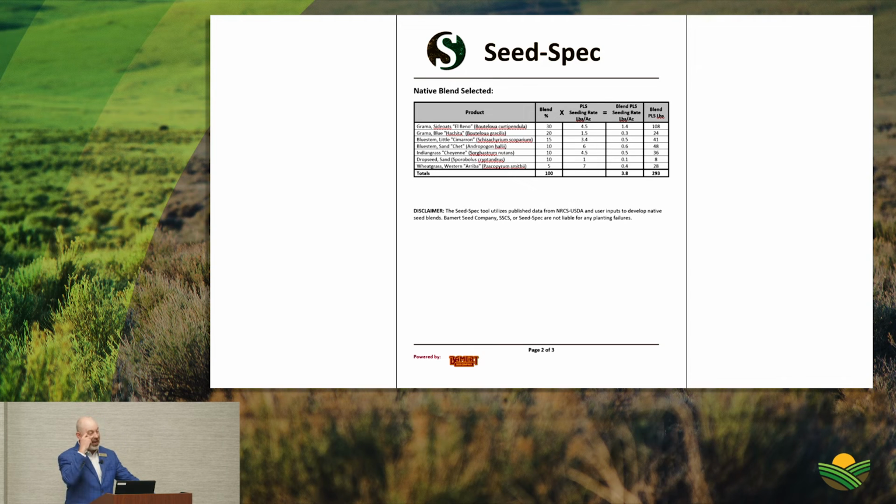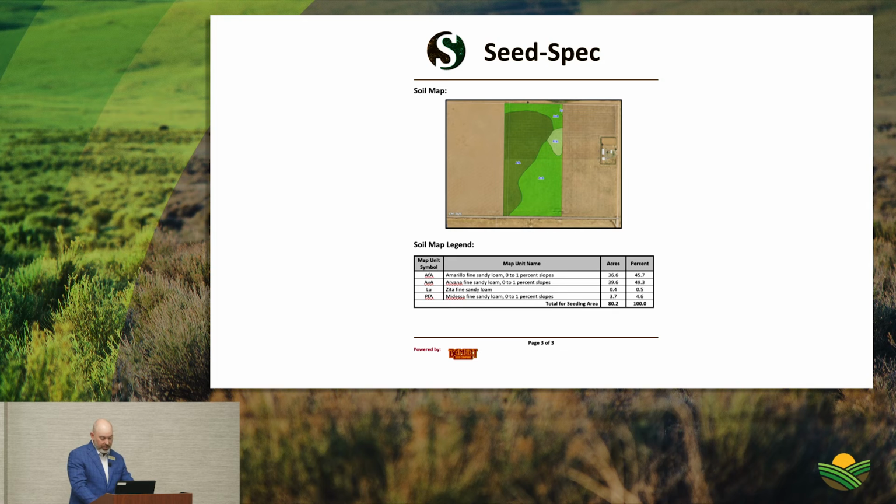So we've gone into our database of available products, we've taken all of the spec sheets for all these varieties and assigned an MLRA, Major Land Resource Area, to where they are, the ecological site where they're most adapted. So we've combed through all that information and put it into our database to help you not have to do that. There's our soils map.